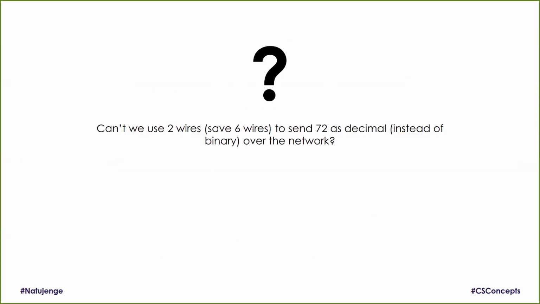So I know some of you might be asking, why can't we use 2 wires, and instead of sending the zeros and ones, why can't we just send 72? The first wire sends 7 and the second wire sends 2. Basically, we use decimal number system as opposed to binary.